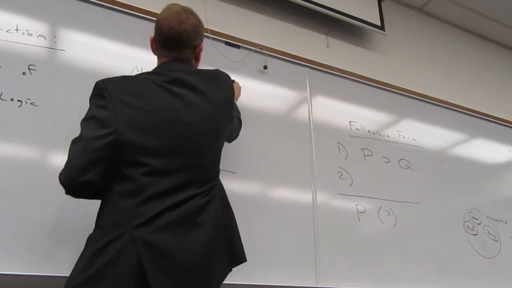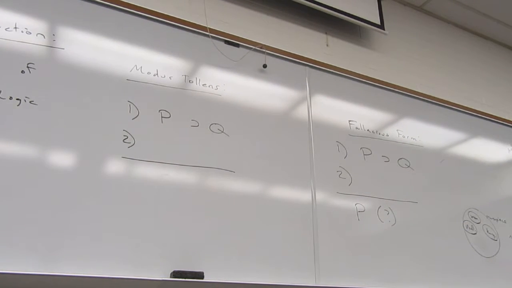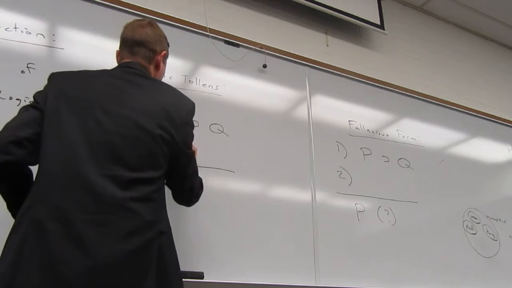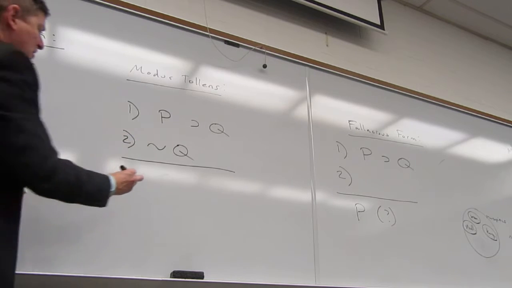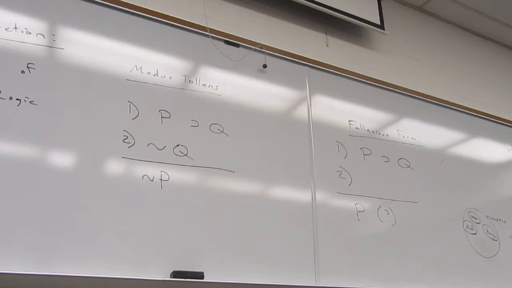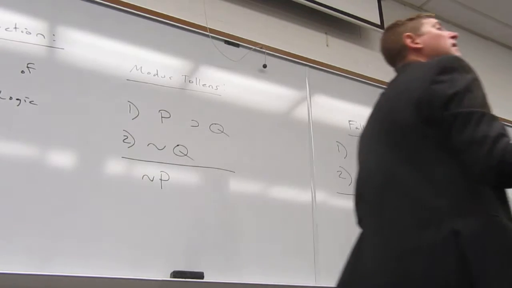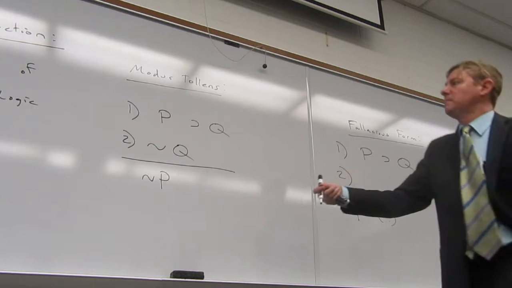You've seen modus tollens before. I've shown it to you more than once. Modus tollens looks like this. If P then Q, but not Q, remember that's the symbol for not, therefore not P. If it's copper wire, then it conducts electricity. But this doesn't conduct electricity. Ergo, this cannot be copper wire.